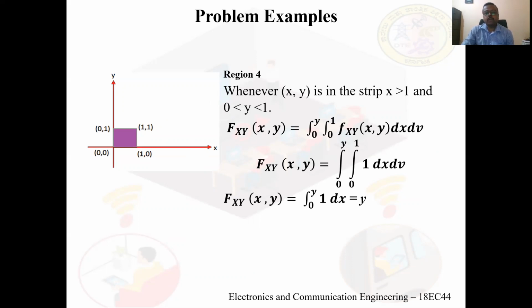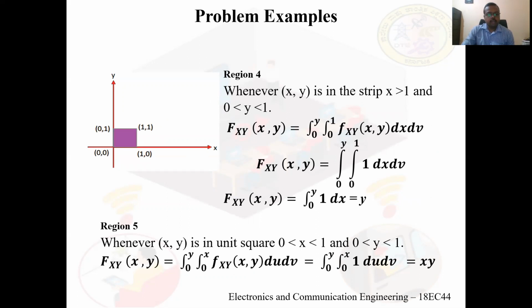And everyone understood this one for region 4. Next, for the region where x lies between 0 to 1 and y lies between 0 to 1. Now for the integration, how do you write it? For x lying between 0 to 1, you write it as integration 0 to x. For y lying between 0 to 1, you write it as integration 0 to y. Now evaluate this one, you get it as xy here, right?